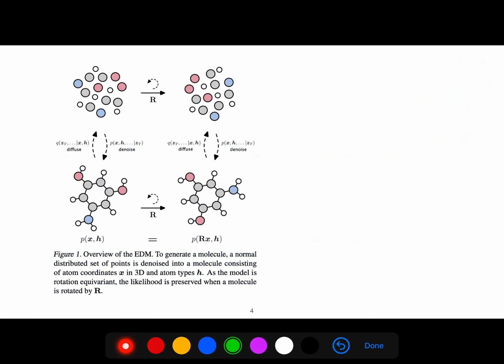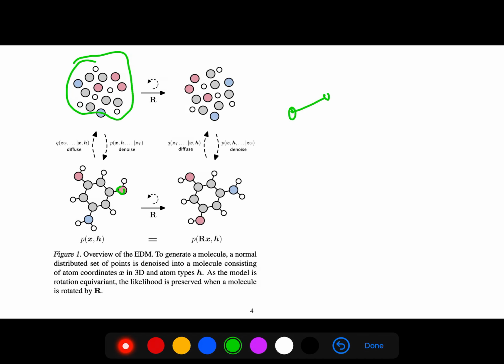So this is an overview of the EDM. To generate a molecule, a normally distributed set of points is denoised. These are just a set of points that have XYZ coordinates, and also we have H, the atom types. For example, this color is different from blue. Their atom types are different.